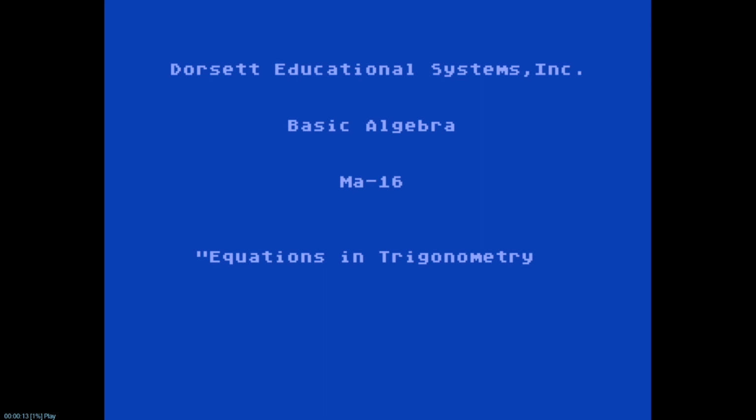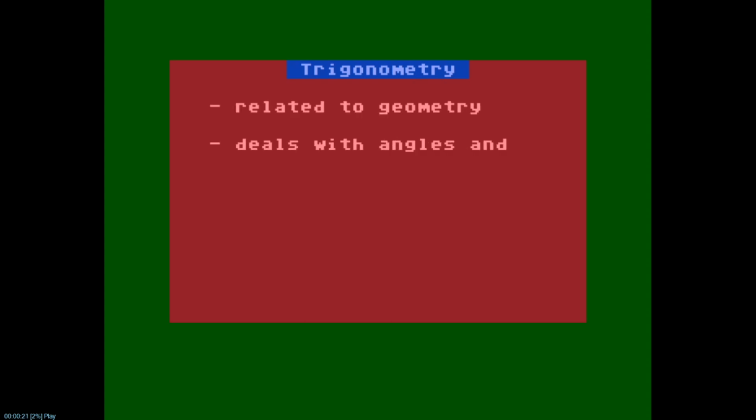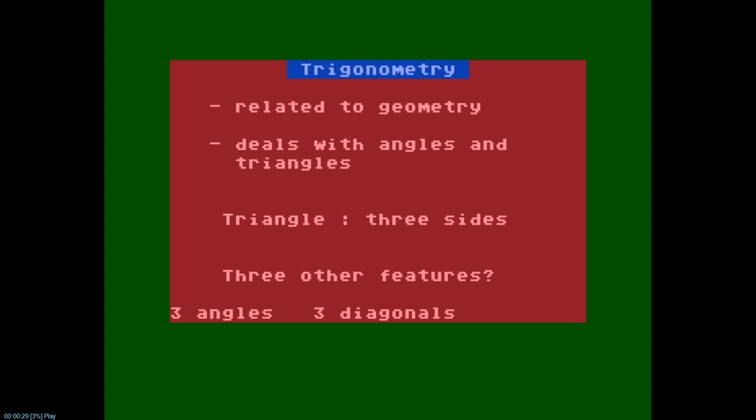This is your 16th lesson on algebra. You've heard of the mathematical term trigonometry, and from its name, you can guess that it's related to geometry and deals with angles and triangles. A triangle, you know, is an enclosed geometric figure with 3 straight sides. It has 3 other features, too. What are they?